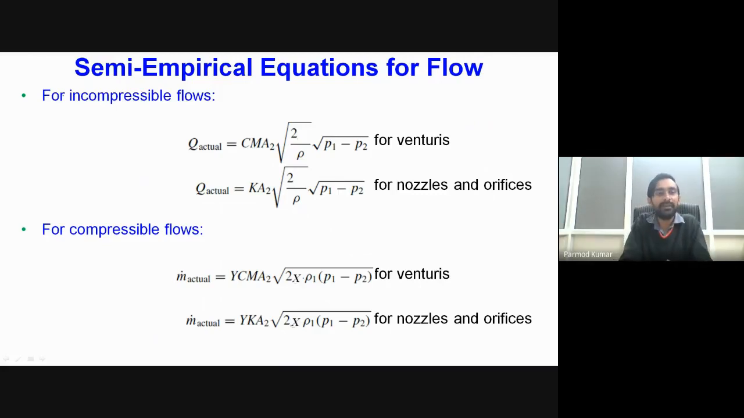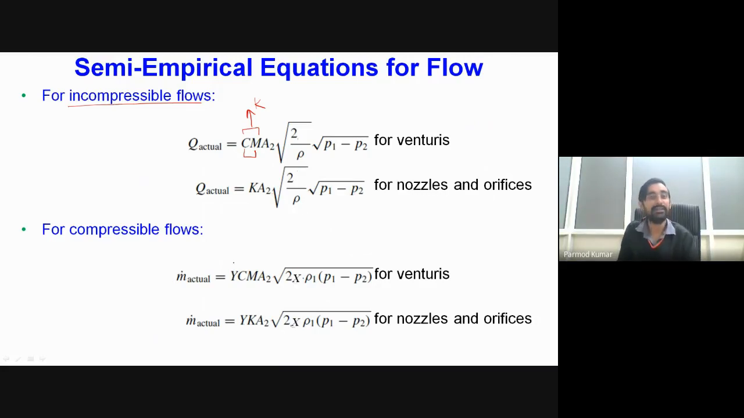For the incompressible flow situation, particularly for Venturis, we multiply the product of C into M. This product of C into M is called K, the flow coefficient. We multiply the coefficient of discharge and M, which represents the velocity approach factor, in order to relate our actual flow rate with the theoretical value of the flow rate. Particularly for nozzles and orifices, we have K times A2 into square root of 2 by rho times (P1 minus P2).